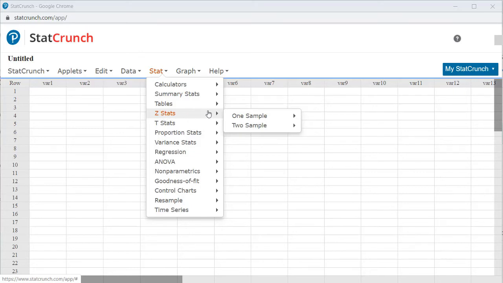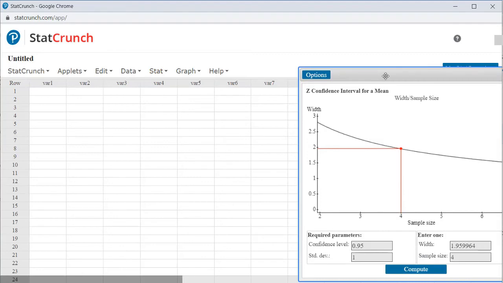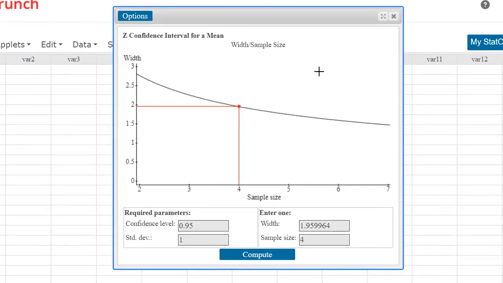So I'm going to go to ZStat, one sample, and we have our options for with data, with summary, and then we have our two options here for sample sizes. Well, we're going to use this bottom option, width/sample size. So I've selected that, and that brings up this window. So this window works a lot like it worked when we were dealing with proportions. I'm going to fill in the confidence level, the standard deviation, and the width of the confidence interval, and StatCrunch will then tell me the required sample size.